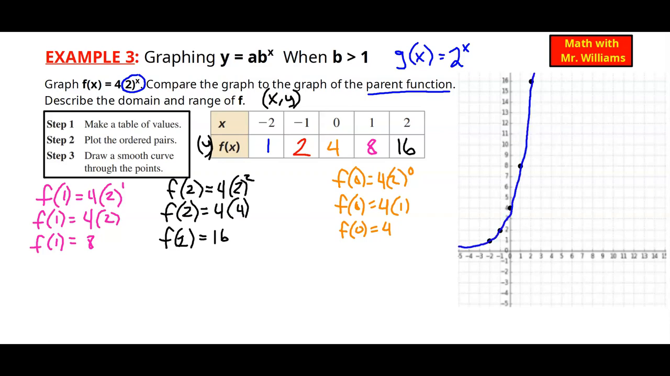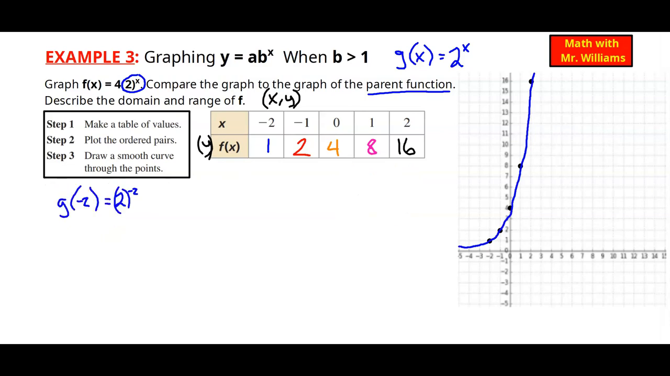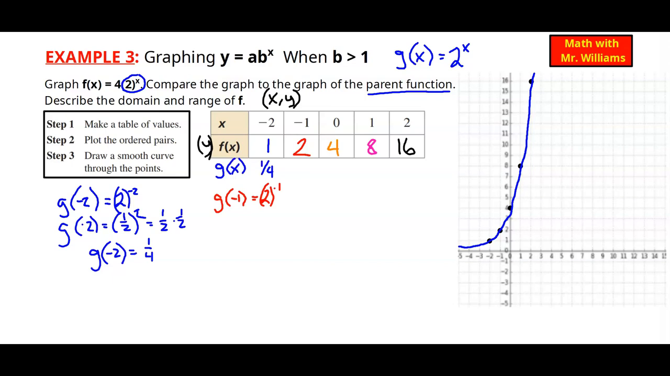Okay, and now we're going to compare that to our parent function. So we have the parent function, g of -2 equals 2 to the -2 exponent. All right, so let's evaluate the exponent. All right, so we got 1/2 times 1/2 equals 1/4. All right, let's plug in our -1. All right, let's evaluate the exponent. All right, into the first power. Okay, any exponent of 1 just leaves us our number. So our answer would be 1/2.